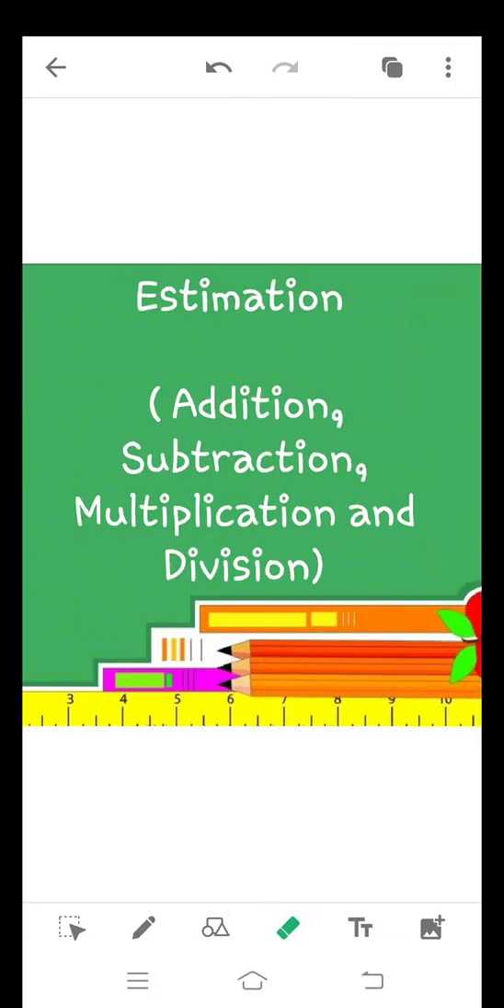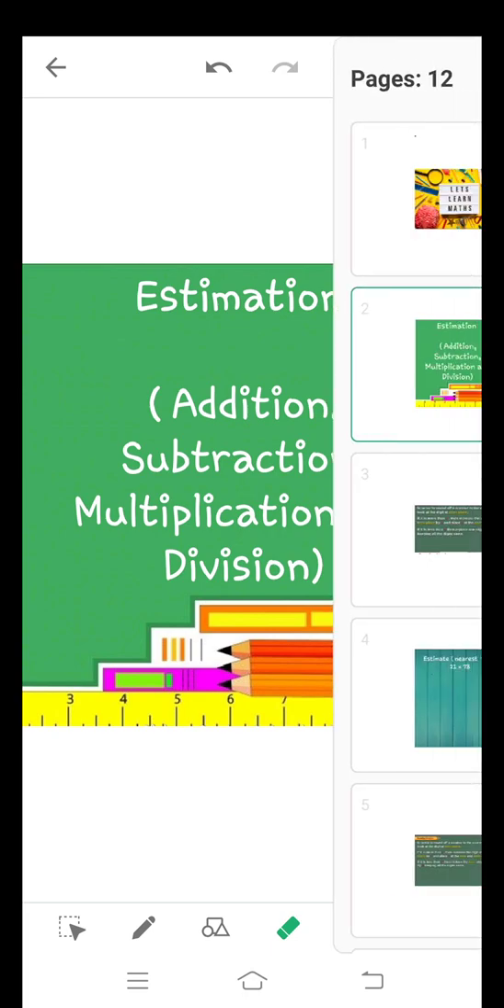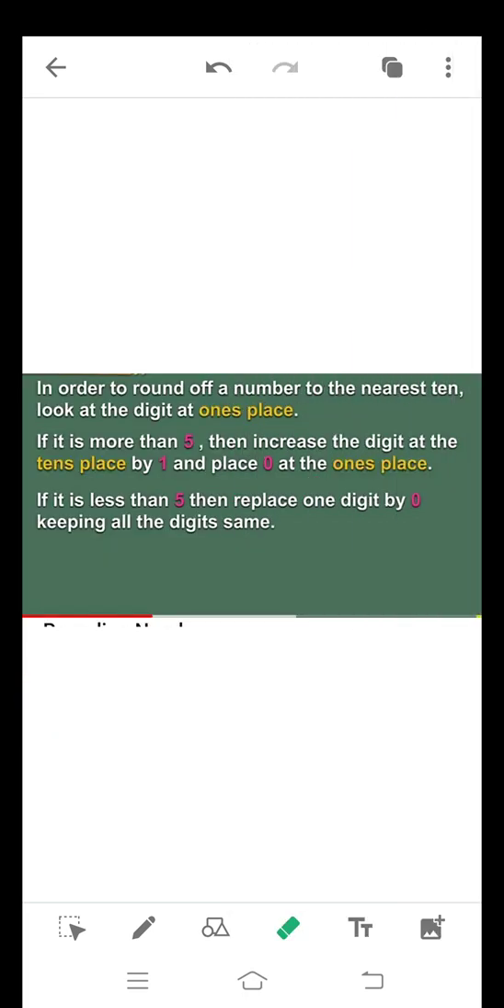Today we are going to start the last topic of this chapter, that is estimation. Estimation in addition, subtraction, multiplication and division. We have already done rounding of numbers in the previous chapter. We use this concept in estimation also. See, first of all, how to round off to the nearest 10.